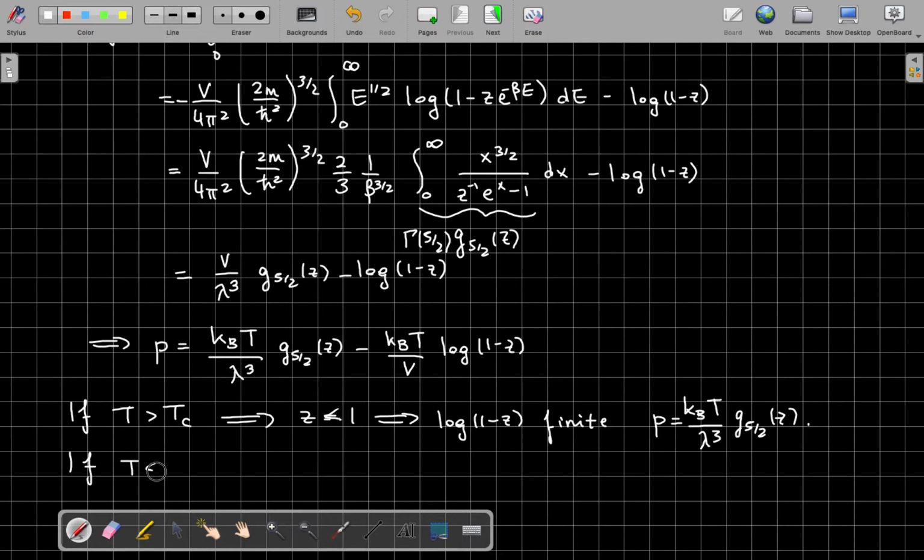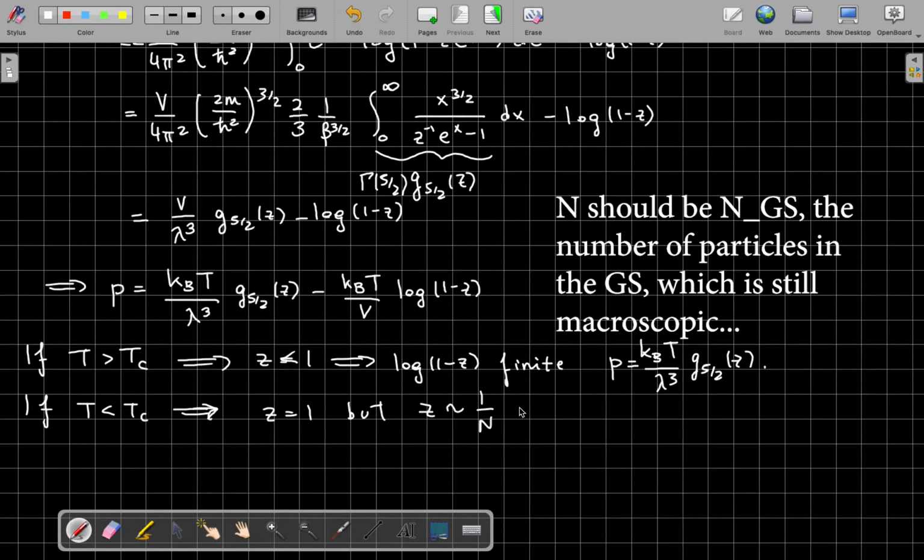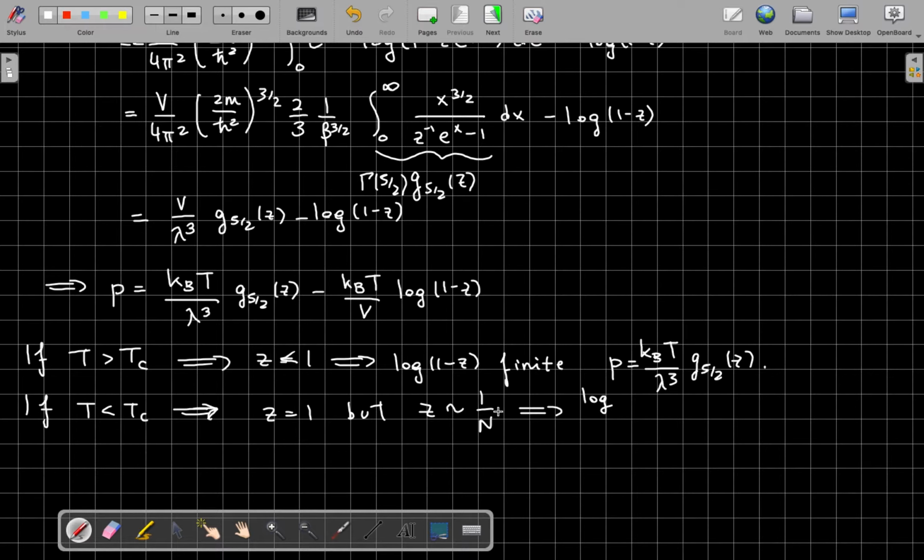If instead T is less than Tc, then z is equal to 1, that's true. But remember the scaling of z. z scales as 1 over N, and as a result, you're going to get log of 1 over N plus 1.